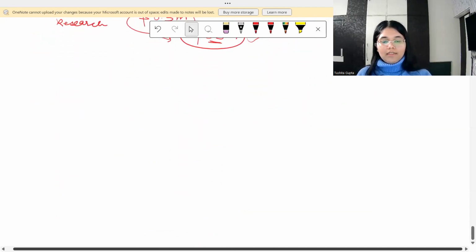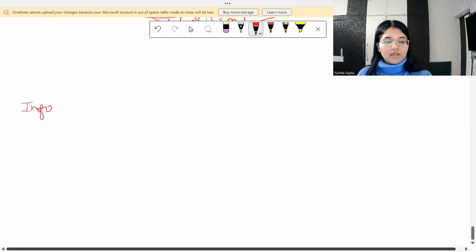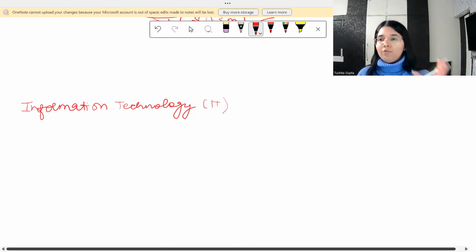Now, let's talk about the next technical term that we have in this chapter, which is information technology. Information technology, also shortened and more popular as IT. So IT is nothing but any equipment which is concerned with the capture, storage, transmission, or presentation of information. So basically, this is like a bookish definition if we try to understand.